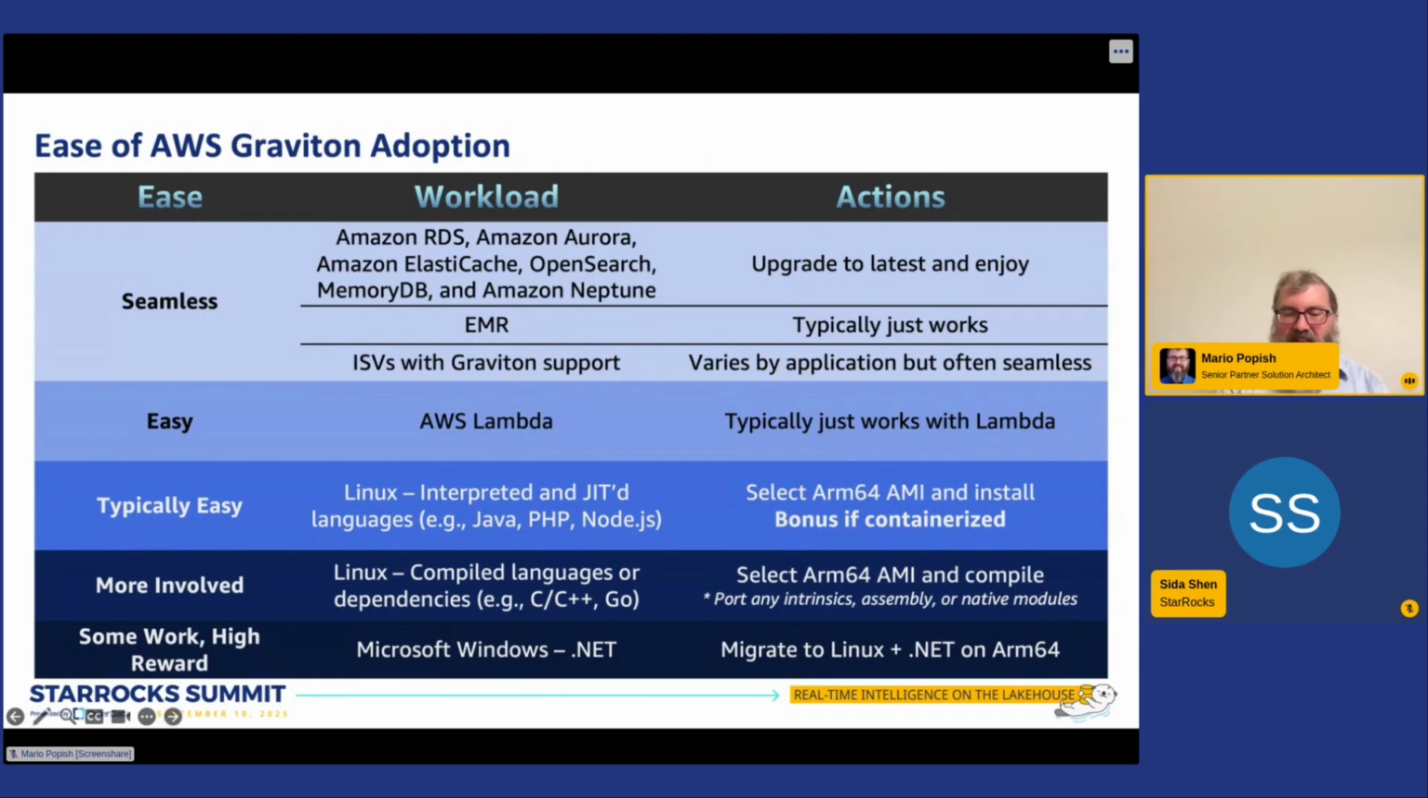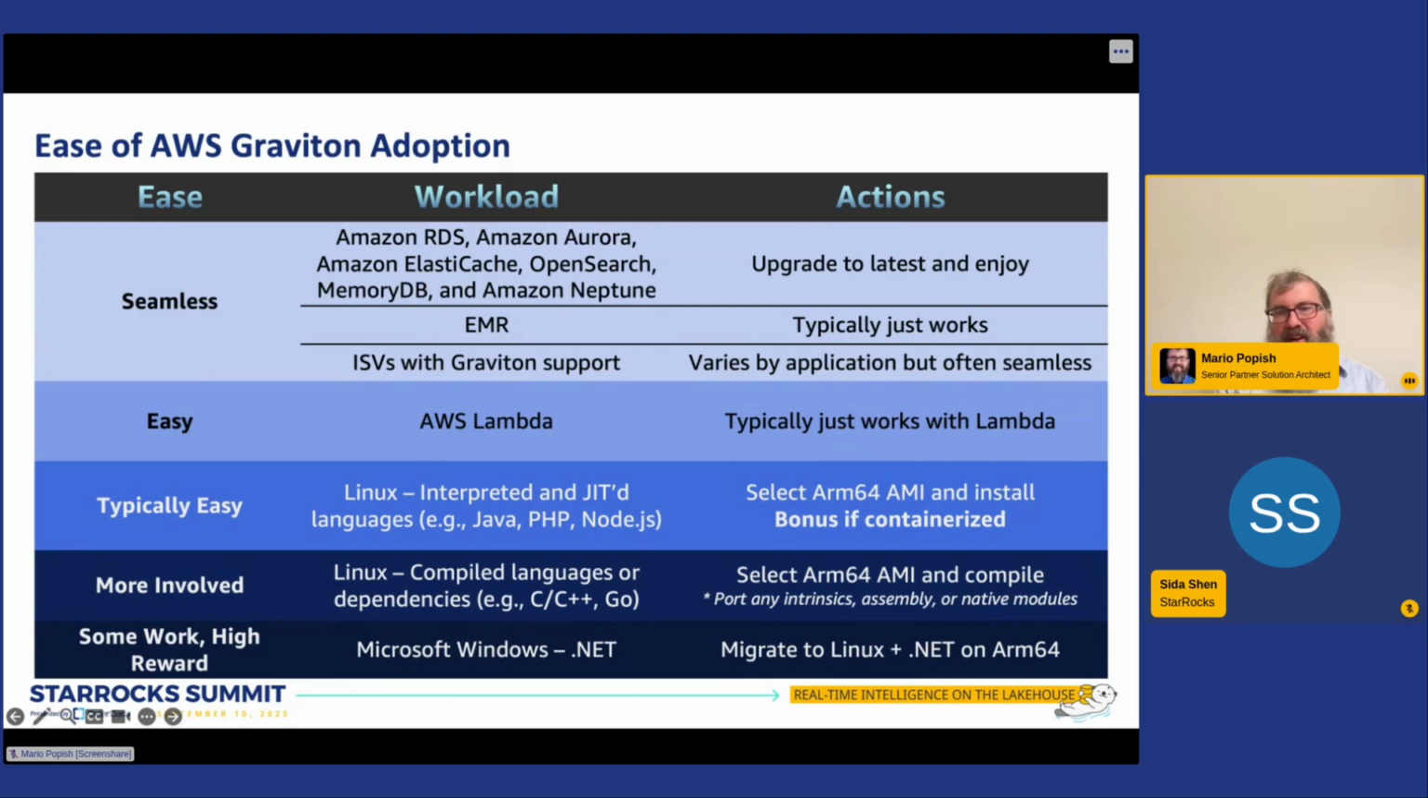If it doesn't, then typically you need to look at shared objects or native modules, JNI type things. There may be some architecture specific things in your code. What's typically very easy is Linux, interpreted languages, and just-in-time compiled languages like Java.